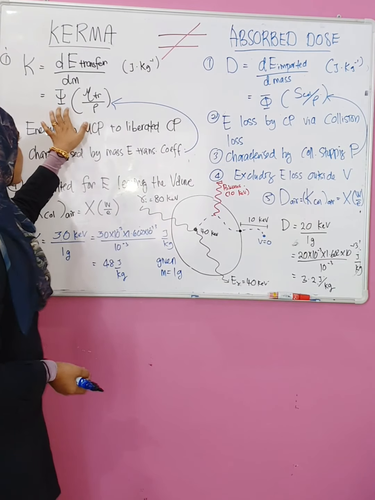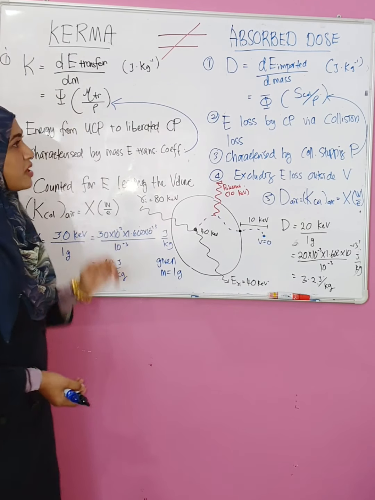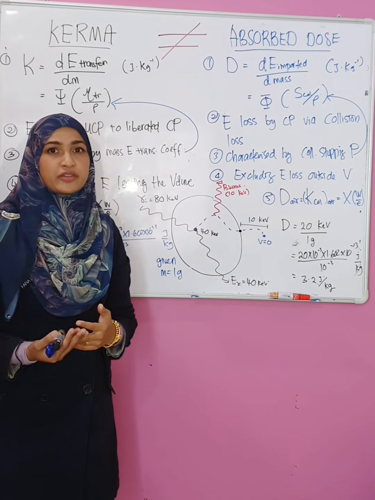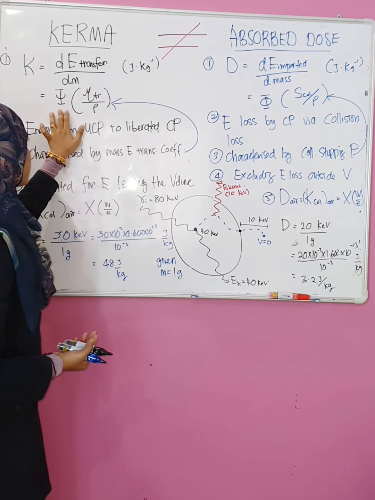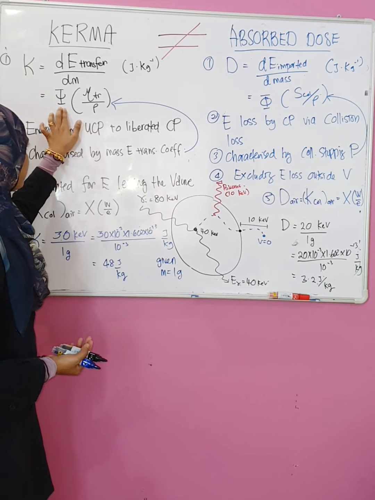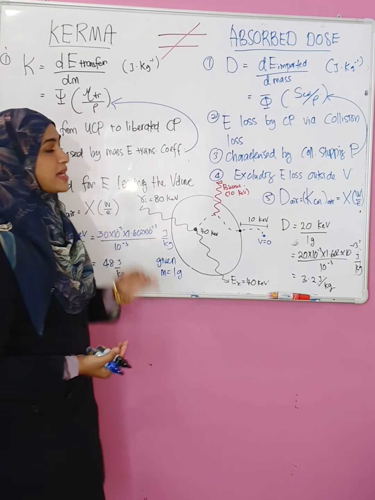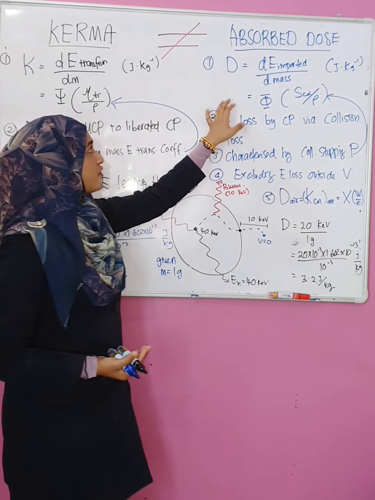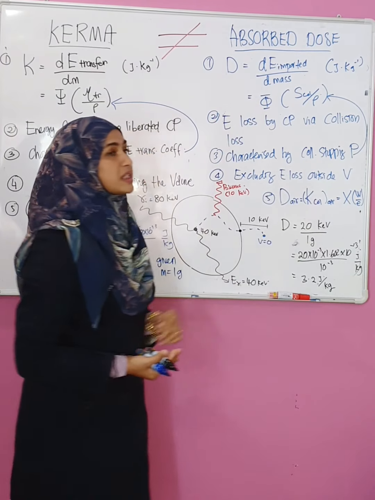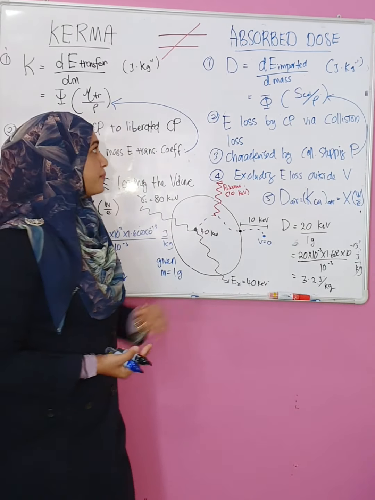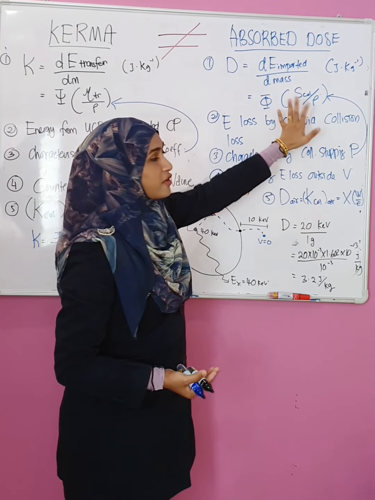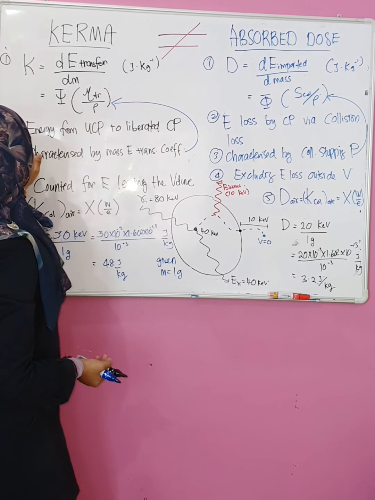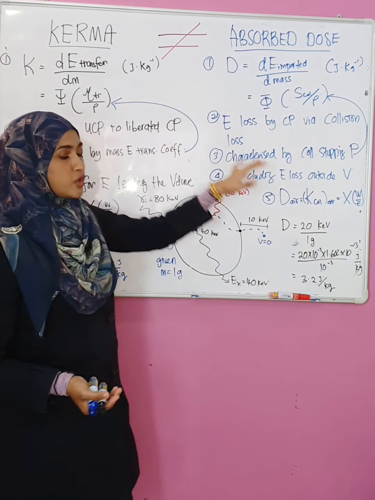And then the second formula, or second way of measuring the KERMA, we can use the energy fluence times the mass energy transfer coefficient. Whereas for absorbed dose, it is fluence times mass stopping power, or mass stopping power for collisions. And then number two, the differences between these two.